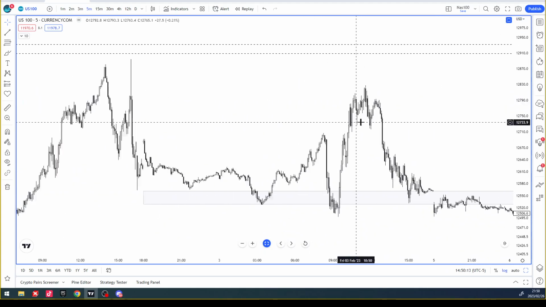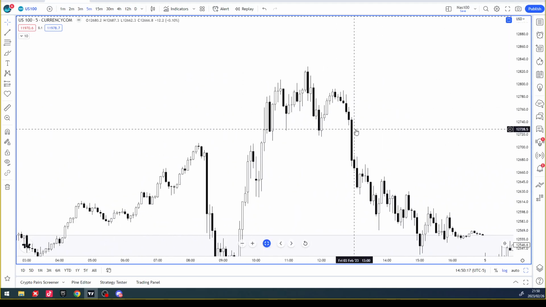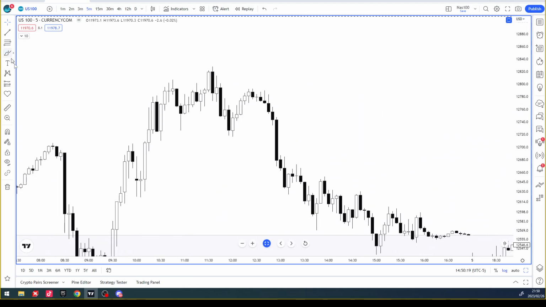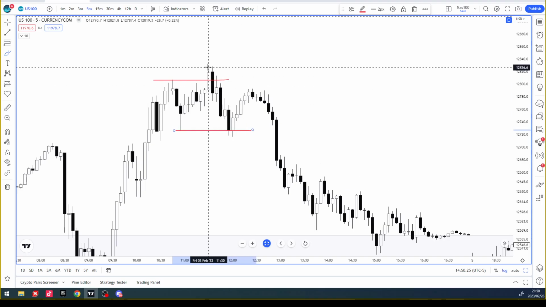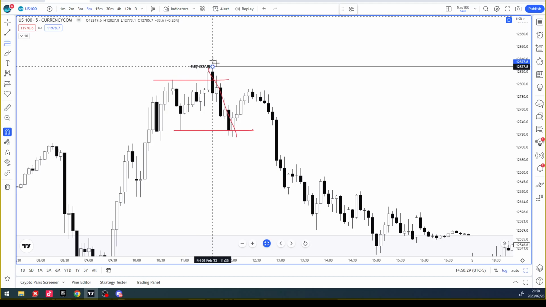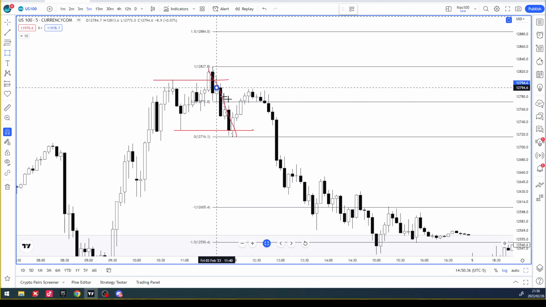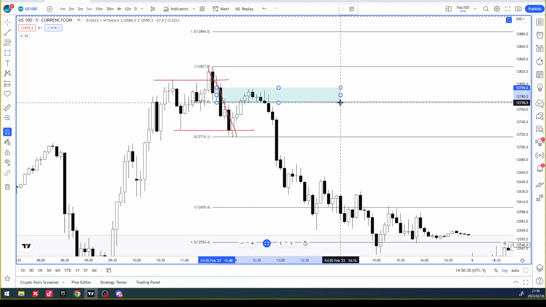The ideas become simple enough when all we need to do is, and this is the idea, right? Buy side taken, sell side taken, dealing range, fib the range, 50%. There, you're looking to enter. Any PD arrays? Yep, order block. That's it, that's all that it is.